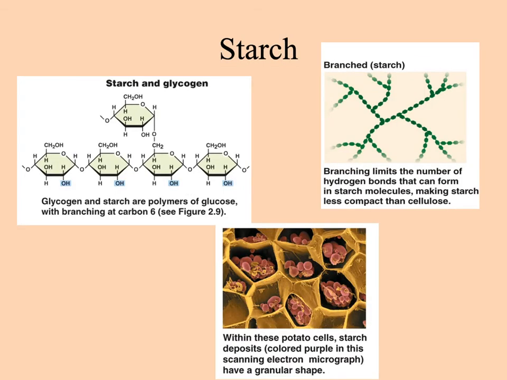Here's starch. Starch is what stores the glucose in a plant cell. It is also a bunch of glucoses bonded together. However, there is bonding also. You have bonding at carbon 1 and 4, but also at carbon 6. So you can see right here we have another glucose being added. That makes the molecule branched. And then you can see here, those are them stored in a potato cell.